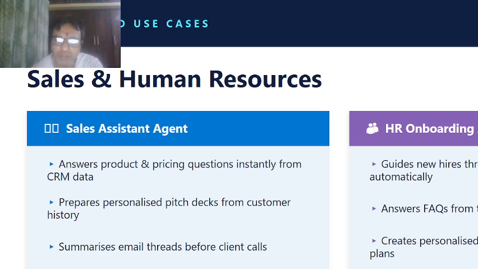So some real world use cases I put it here. Currently in the sales assistant agent, this is how it works: it answers product and pricing questions instantly from CRM data. So it is taking the data from the CRM or CRM connector, and the agent is answering and giving the customers the price of the product, the questions asked by the customer. It prepares personalized speech text from customer history, and it summarizes email threads.